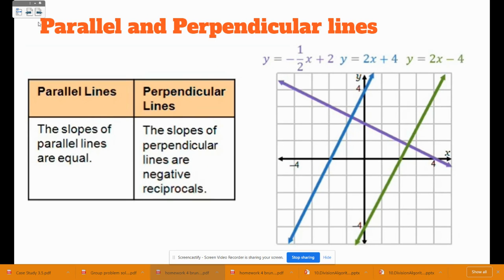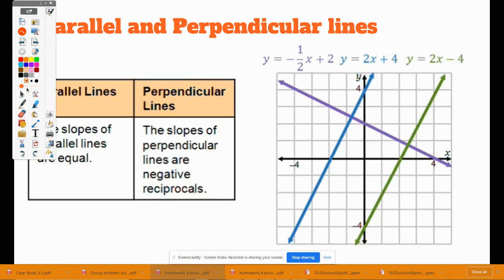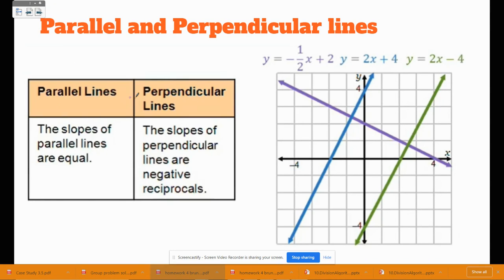Okay, parallel lines and perpendicular lines. What you need to know about this is slope measures how steep a line is. And parallel lines, which look like railroad tracks, have the same steepness. They're just moved up or down.